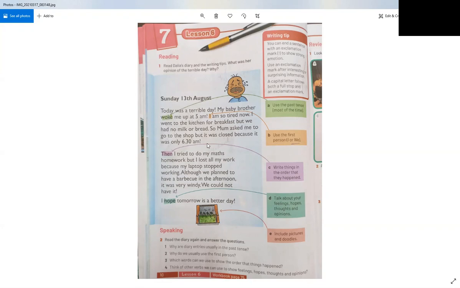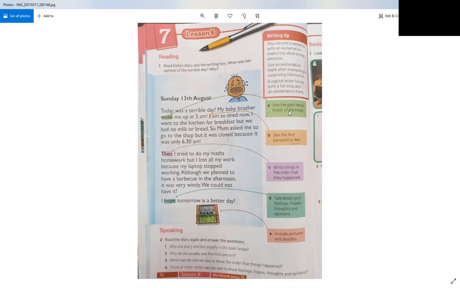Today was a terrible day. Terrible means that it was a very bad day. My baby brother woke me up. Woke is the past simple form of wake. Wake means to stop sleeping, to get up. Woke me up at 5 a.m., 5 in the morning. I am so tired now. I went to the kitchen for breakfast, but we had no milk or bread. So Mom asked me to go to the shops, but it was closed because it was only 6:30 a.m.